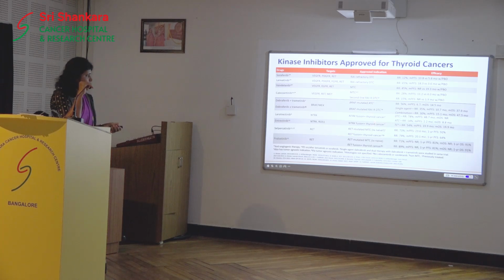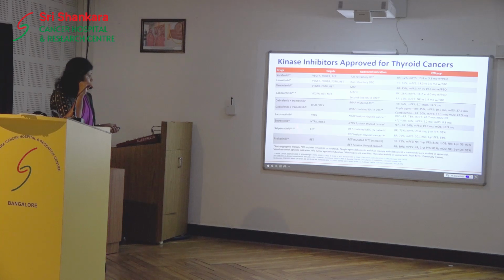It can be either differentiated or anaplastic, or all of these can have NTRK fusions. So again, in differentiated thyroid cancers, the response rate is 78% with a median PFS of 48.7 months, and in anaplastic, a response rate of 14% with a PFS of just 2.2 months. And these two drugs almost behave the same.